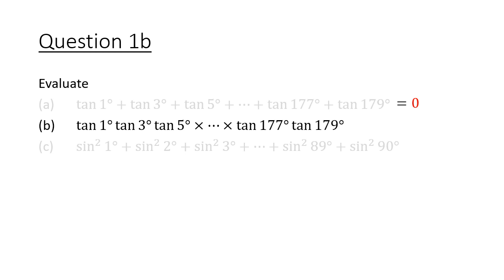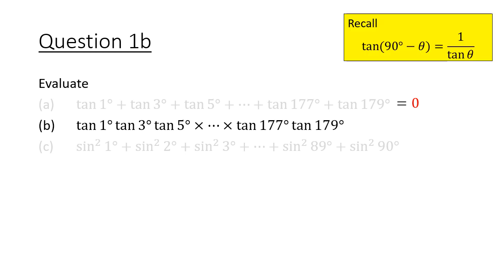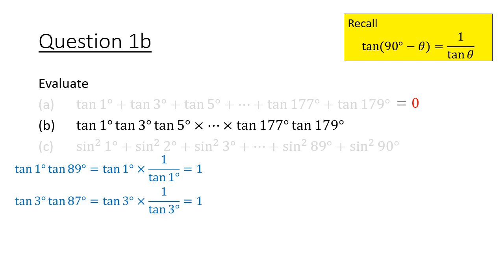In part B, we're going to use the complementary angle formula. So tangent of 90 degrees minus theta is equal to 1 over tangent theta. So we're going to pair 1 degree with its complementary angle 89 degrees. And when we multiply them together, we'll get tangent 1 degree times 1 over tangent 1 degree. The tangent 1 degree cancels out and we get 1. So we'll find all the complementary angle pairs and we'll multiply them together and they each produce 1.